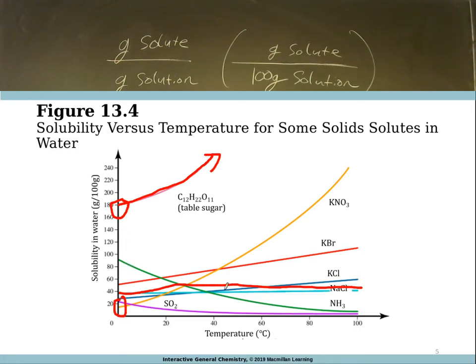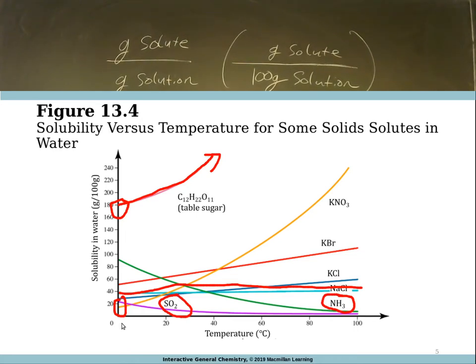And then NH3 and SO2, these are two examples of gases. At room temperature, both of these are gases, and you'll notice their solubility goes down as the temperature increases. You can find some examples of solids that would do that as well, but gases are the notable exceptions here.